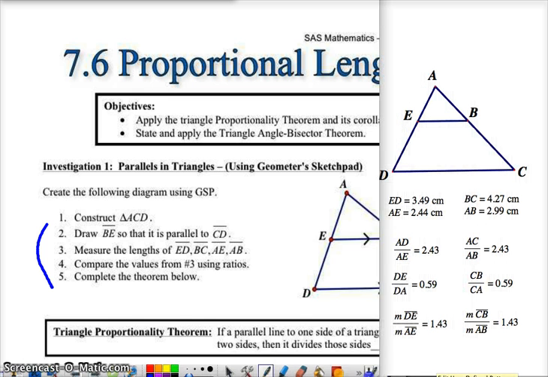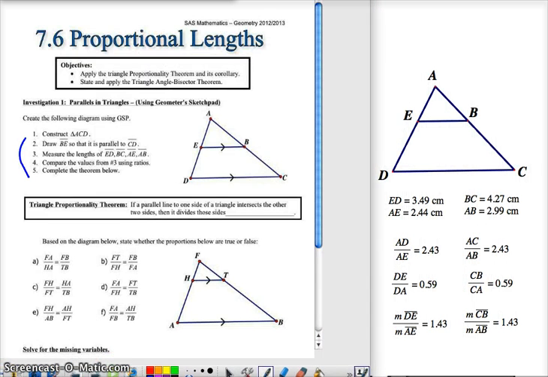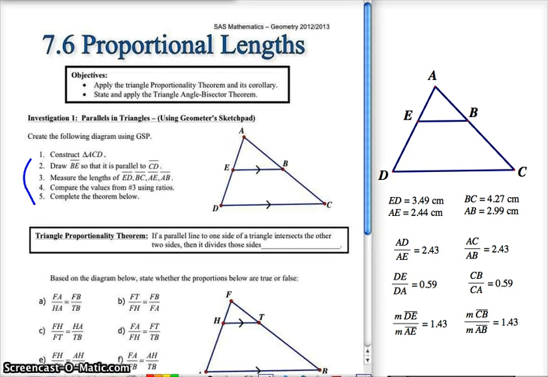Okay, now I have actually already done it, so here is the Geometry Sketchpad. So this is what you should have done. You should have constructed triangle ACD, this big one, and then construct a point on segment AC or on segment AD, create a line parallel, then I hid the line and just made a segment, so these two are parallel. And then I started measuring the segments that it asked for. So it asked to measure segment ED, mine's 3.49, BC 4.27, AE 2.44, and AB 2.99. So I'm measuring all these little pieces right here.